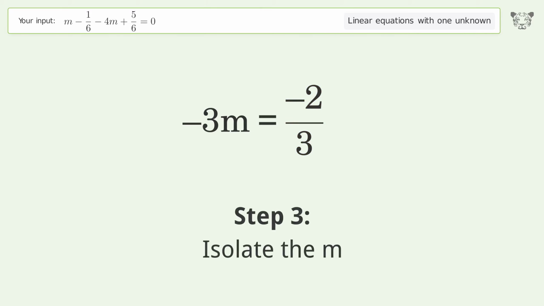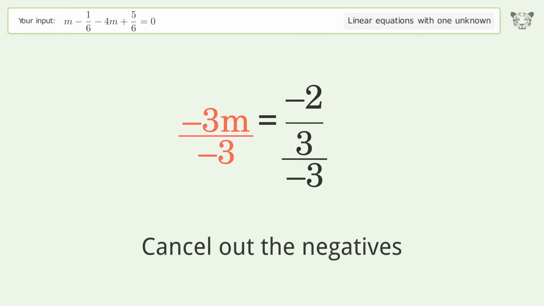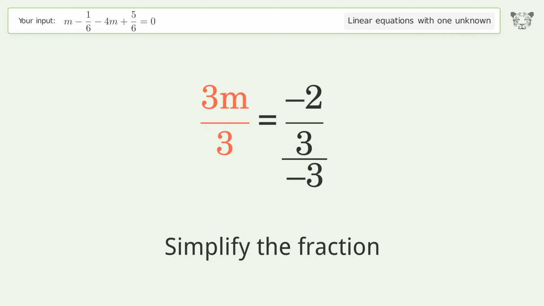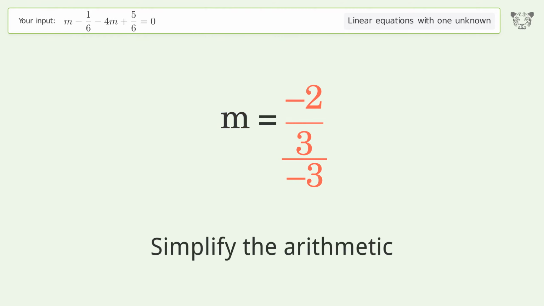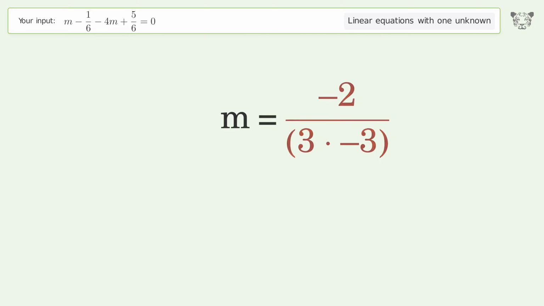Isolate the m. Divide both sides by -3. Cancel out the negatives. Simplify the fraction. Simplify the arithmetic. And so the final result is m equals 2/9.